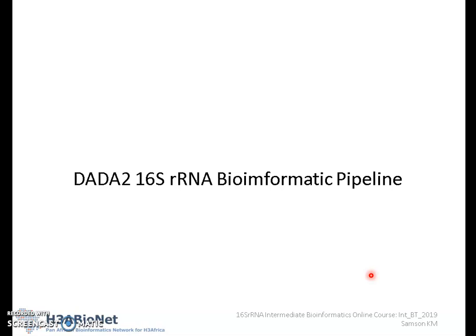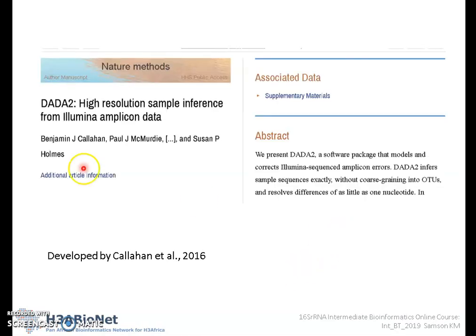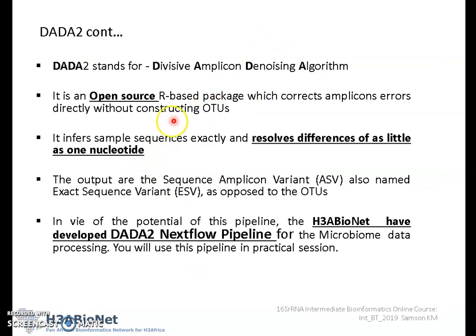So the other pipeline is the DADA2 pipeline. This has been generated by H3ABioNet, also at the University of Cape Town, mainly where the PI is. This pipeline is based on the concept developed by Benjamin and the other members of the group in 2016. DADA2 actually stands for Divisive Amplicon Denoising Algorithm. It's an open source R-based package which corrects amplicon errors directly without construction of OTUs. So there is no OTU clustering in here.